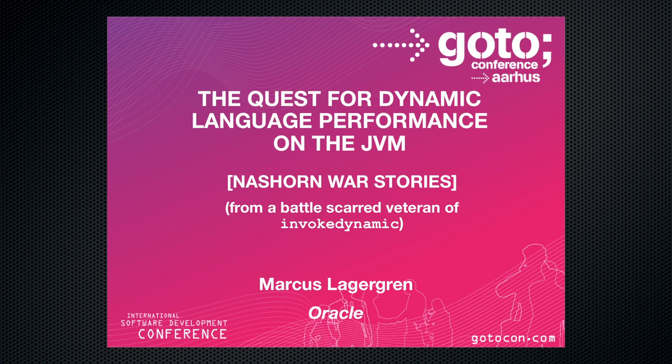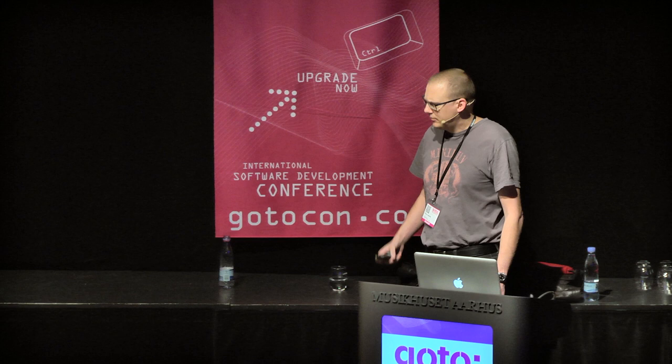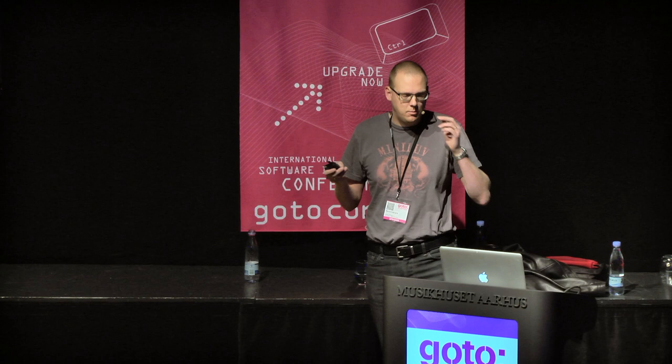So this session is about dynamic languages, making them perform, implementing them so they can run on the JVM, and making them perform. And this is from the perspective of the Nashorn project, which is the JavaScript engine written in pure Java that comes with JDK 8.